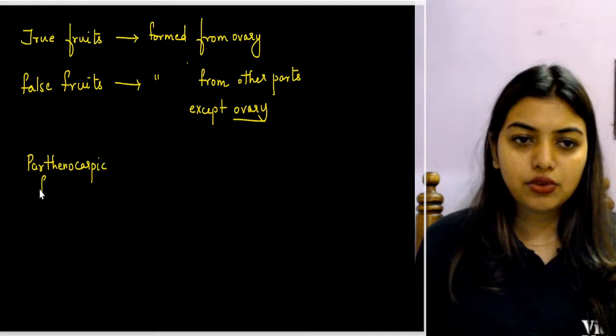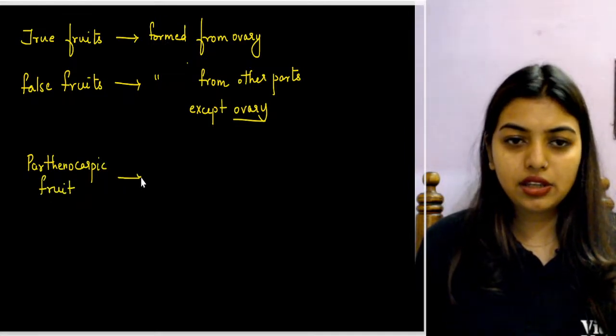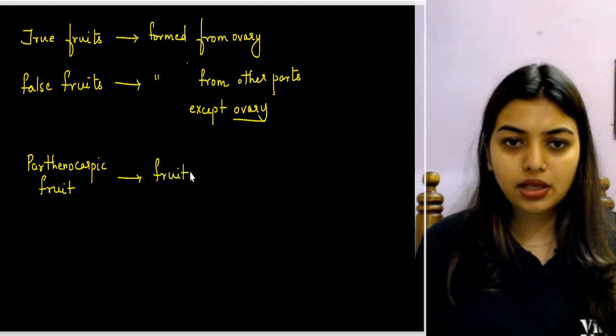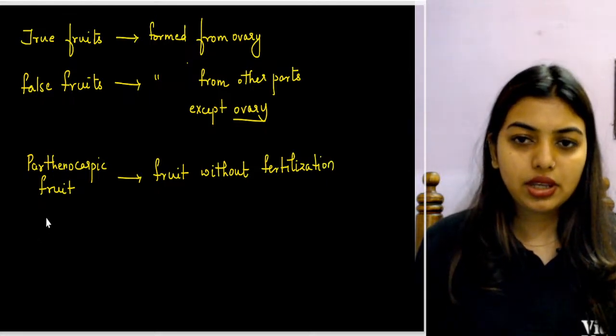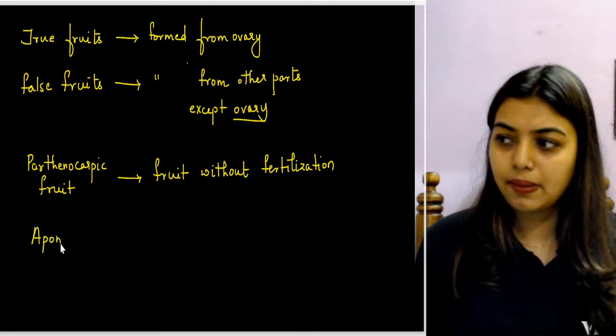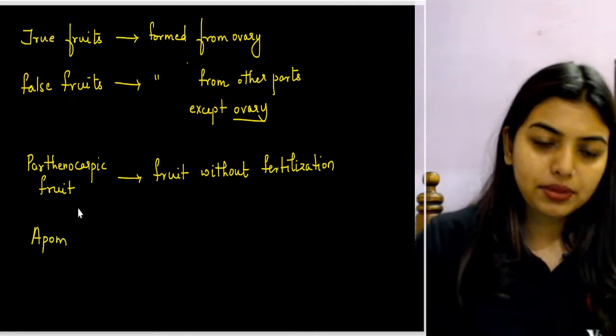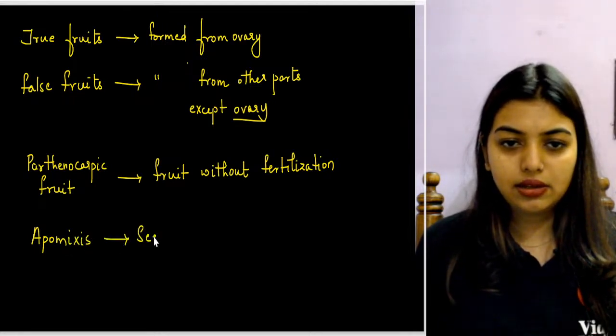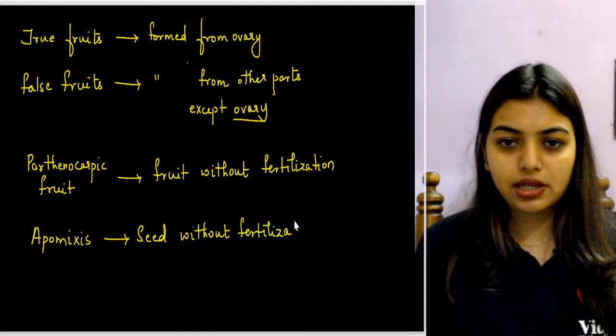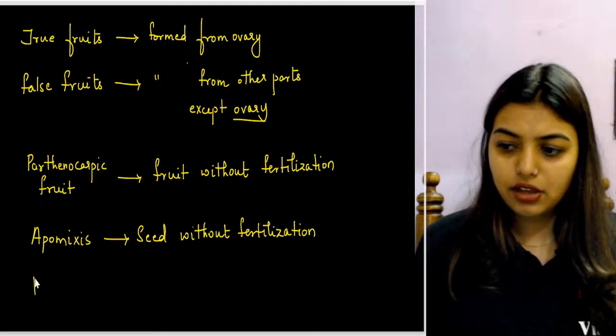Parthenocarpic fruit is basically fruit formed without fertilization. Fruit without fertilization. Okay, then we have apomixis. Apomixis is seed without fertilization. Seed without fertilization. Then we have polyembryony.